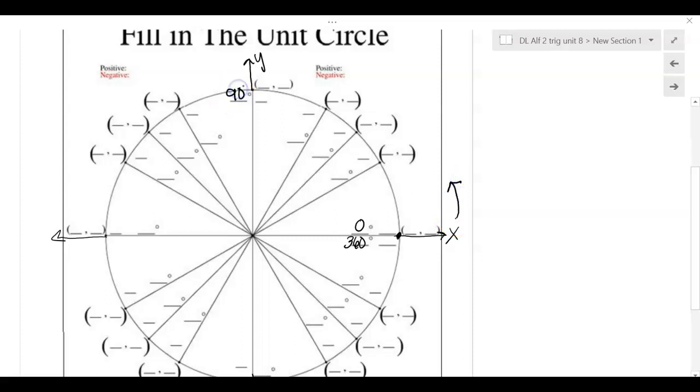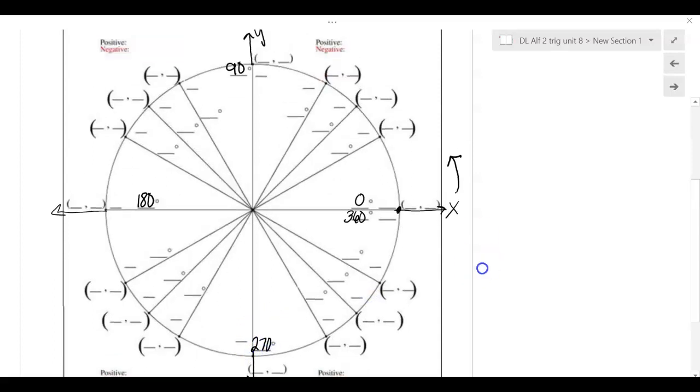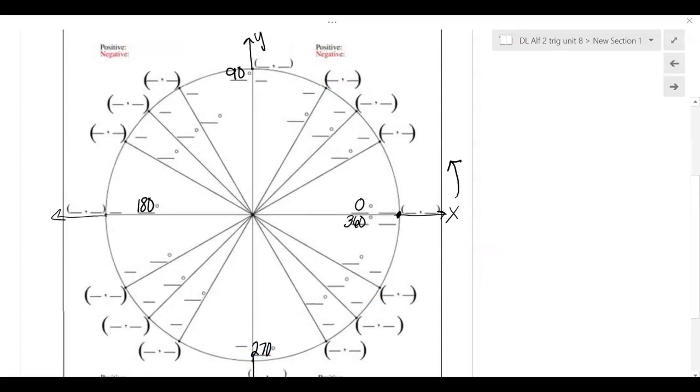90 degrees would be after you've made it through the first quadrant. 90 plus 90 would be 180. 180 plus 90 would be 270. 270 plus 90 would take us back to 360. So that gets us around the circle for each quadrant.